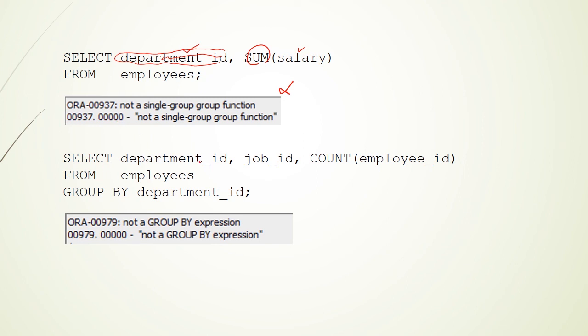Another example, select department ID, job ID, count employee ID from employees, group by department ID. Here we are using a group by clause and a group function. In the select list, we have department ID column, job ID column, and employee ID column. Employee ID is in the group function, department ID in the group by clause. What about job ID? Job ID is not in a group function and is not in the group by clause, so it returns an error. We have 2 solutions here: either remove this column from the select list or use group by department ID, job ID. Use a multi-column group by clause.